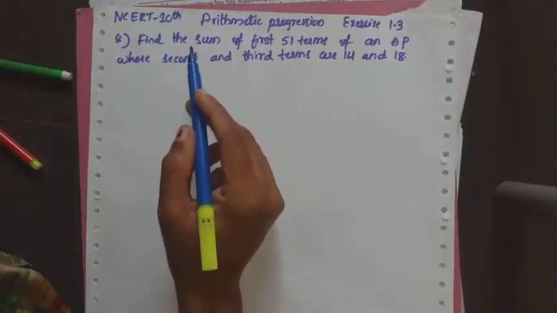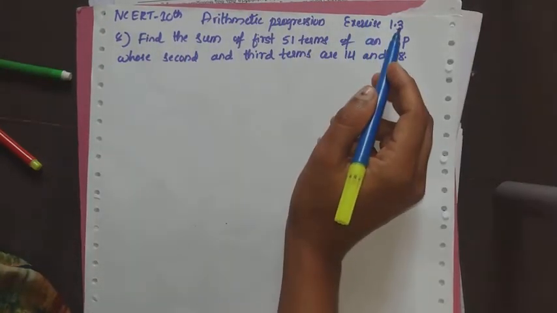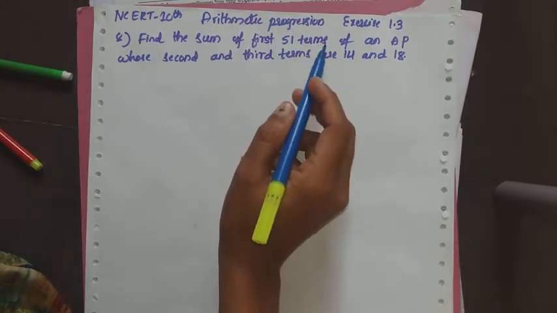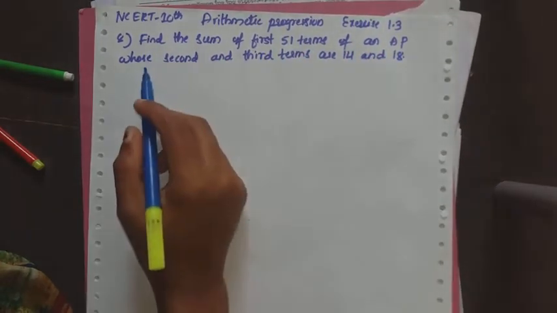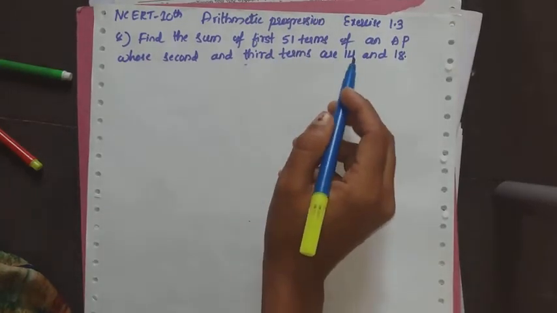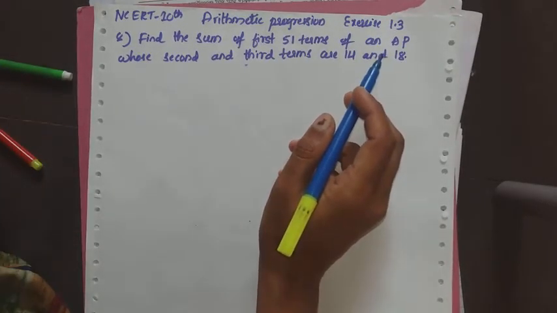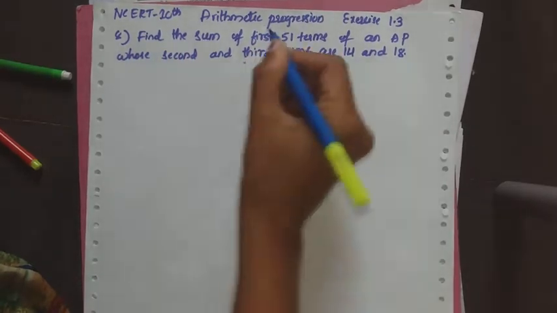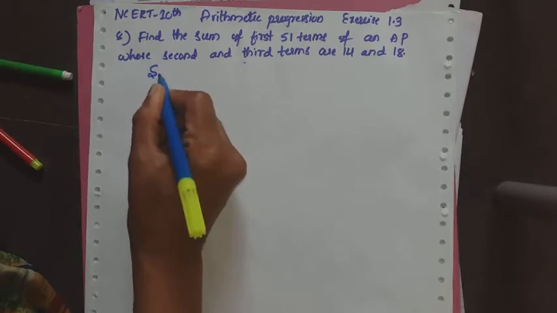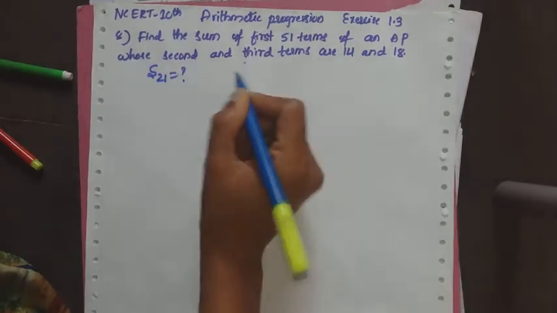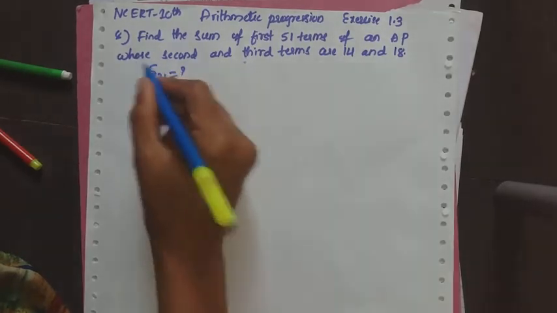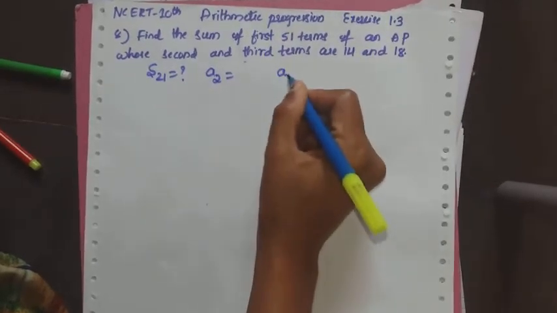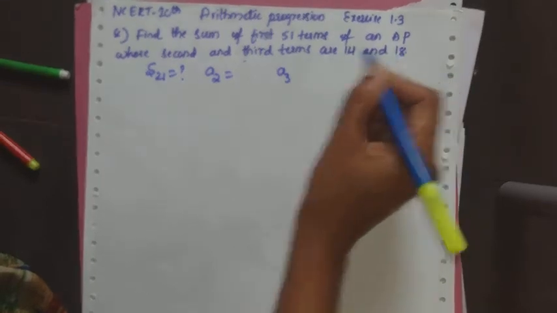Eighth question of exercise 1.3, arithmetic progression. Find the sum of first 51 terms of an AP whose second and third terms are 14 and 18 respectively. So here the question is to find the sum of first 51 terms, S51. They have given the second term A2 and the third term A3. These two are 14 and 18.